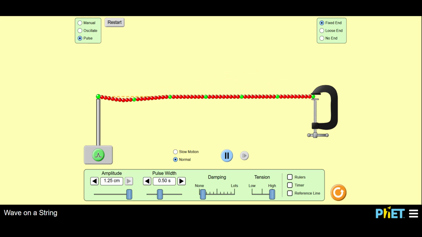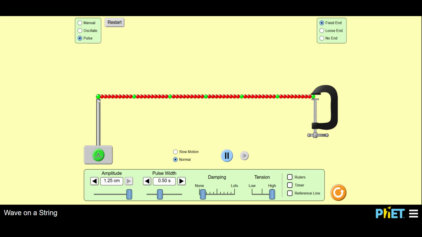Okay. So it reflected. We sent a pulse through in the positive direction, and when it reflected, it came back in the negative direction. Let's look one more time. Okay, so reflections on a wave are in the negative direction to the initial wave.